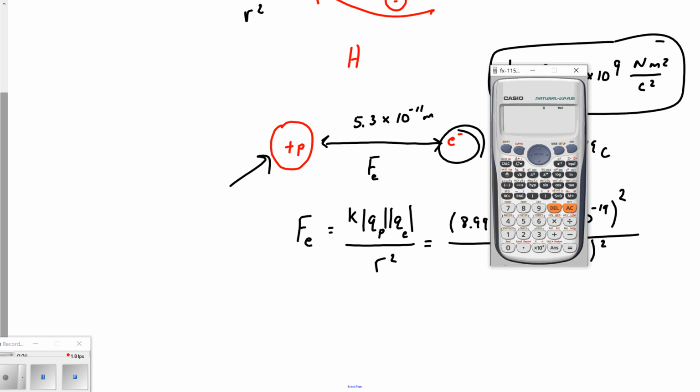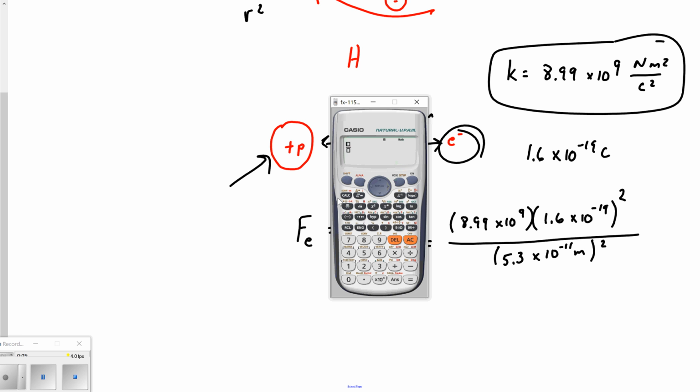Let's see if we can actually type that in a calculator. I'm going to type it all in at once and be a little bit on the lazy side. So 8.99 times 10 to the 9 times what we got, 1.6 times 10 to the negative 19. It's always an exciting video when you watch somebody typing in a calculator. We need that term squared over 5.3 times 10 to the negative 11. We need to square that term as well. And so we've got, look at how small that force is.